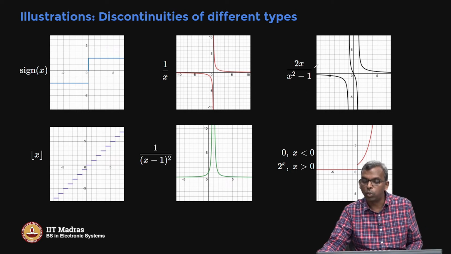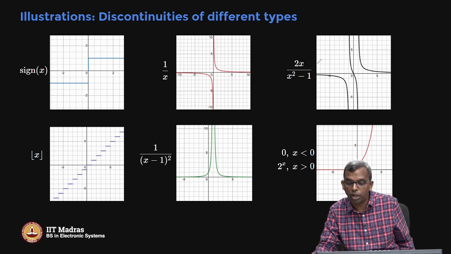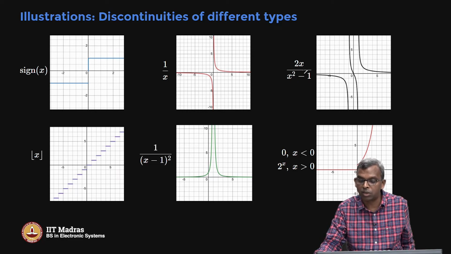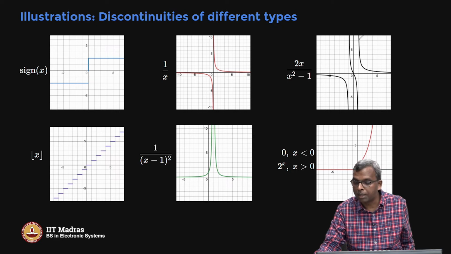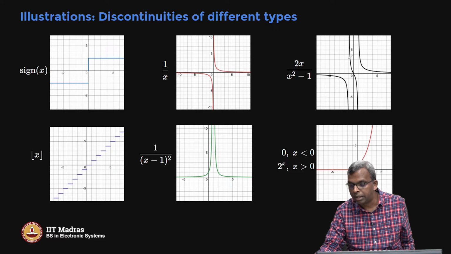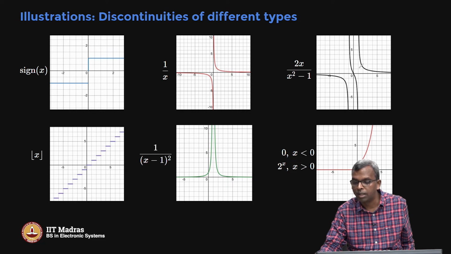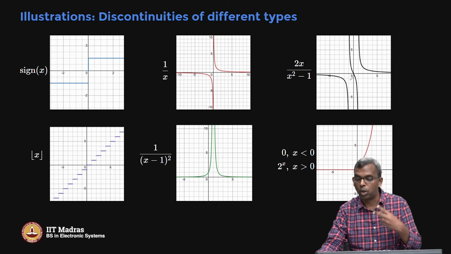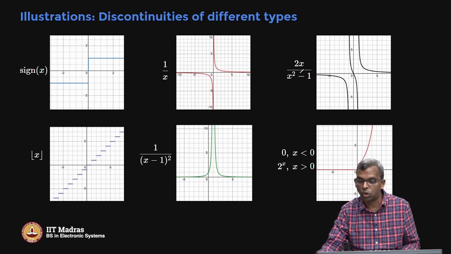And here is another function, 2x by (x squared minus 1). It turns out it has 2 points of discontinuity. See, x squared minus 1 is (x minus 1) into (x plus 1), right? So at plus 1 and at minus 1, it jumps off to infinity. At minus 1, it's going off to minus infinity. Then to the right of minus 1, it is coming down from plus infinity. Same thing happens at plus 1. To the left of plus 1, it goes off to minus infinity. To the right of plus 1, it is coming down from plus infinity. So here there are two discontinuities, one at minus 1 and one at plus 1, wherever the denominator goes to 0.